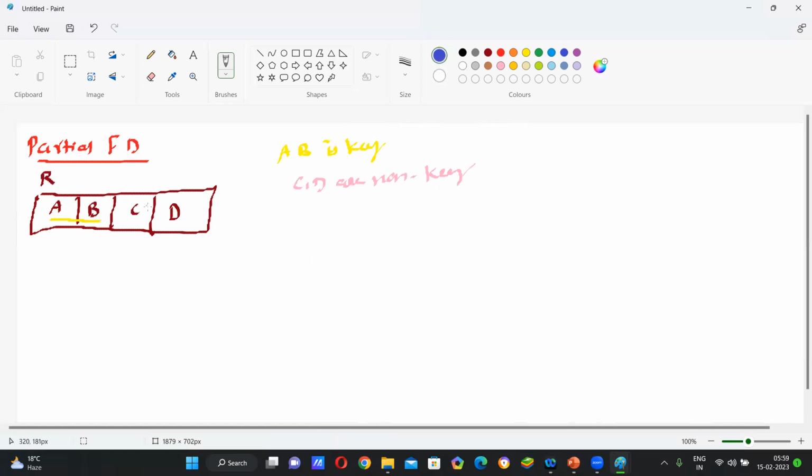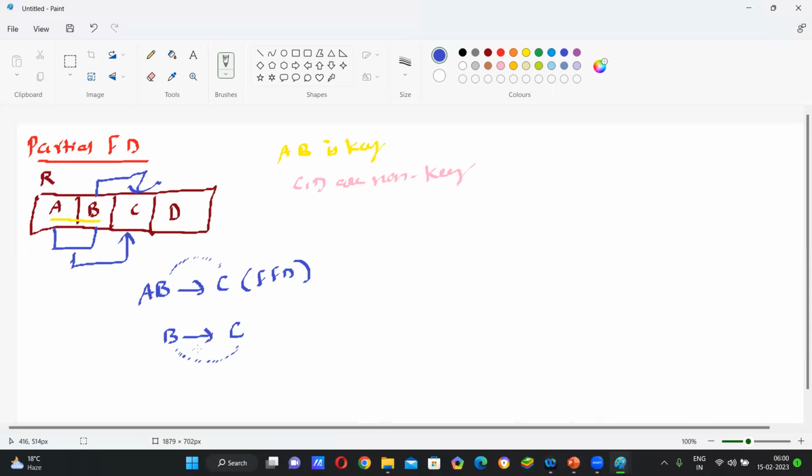Now suppose I am writing one FD like this: AB determines C. Here C is non-key and AB is a key. A non-key attribute is depending on key. It is called full functional dependency. Now suppose I identified one more FD: B determines C. C is non-key. B is what here? Part of key, since AB is a key. A non-key attribute is depending on part of key attribute is called partial functional dependency. I think you got the clarity.